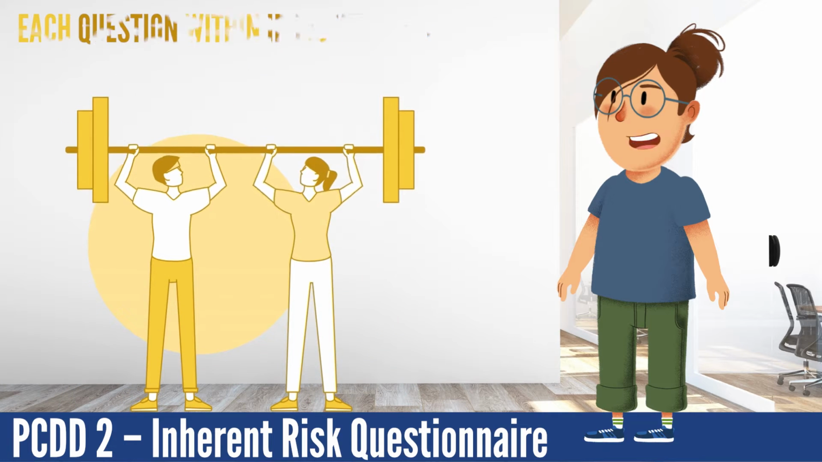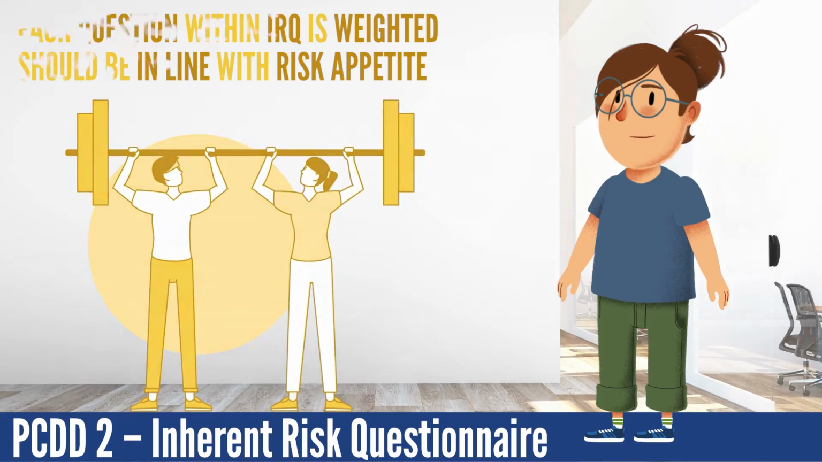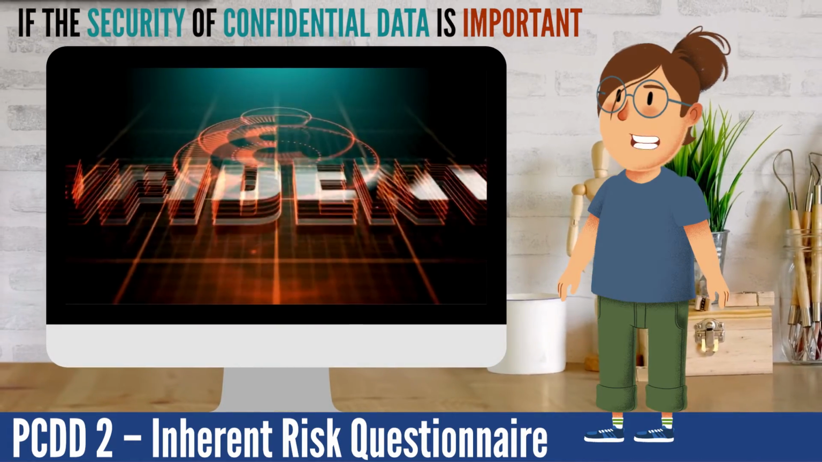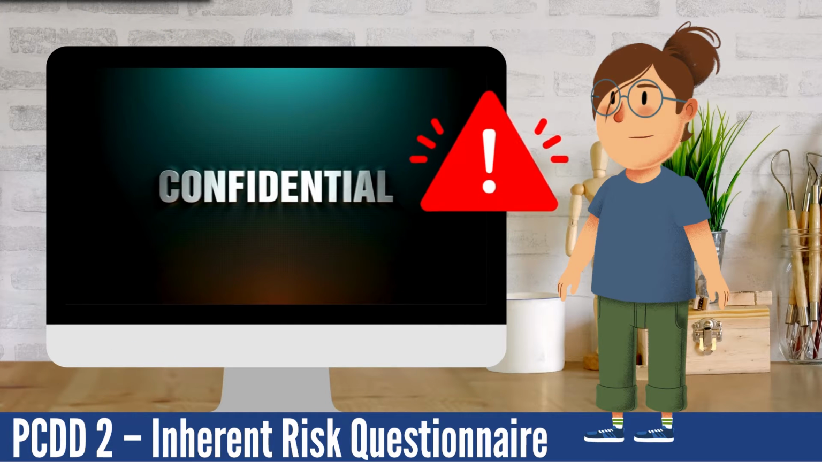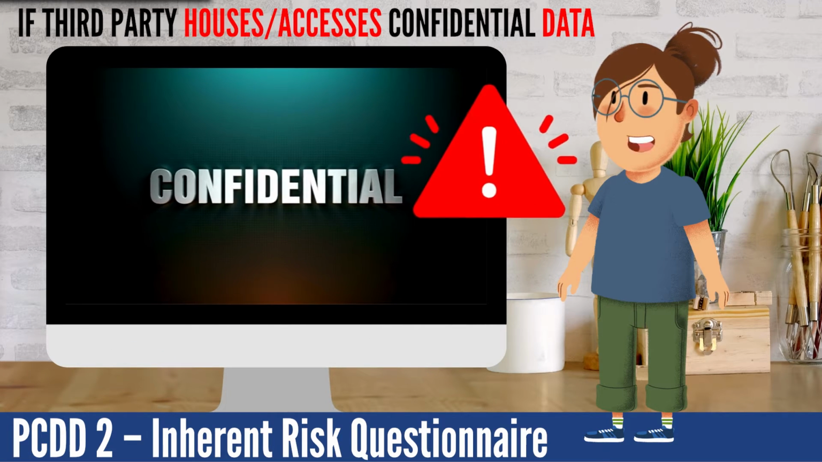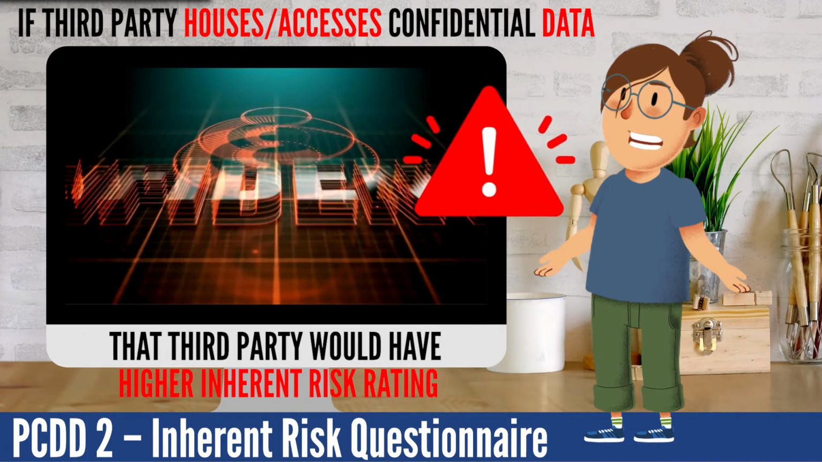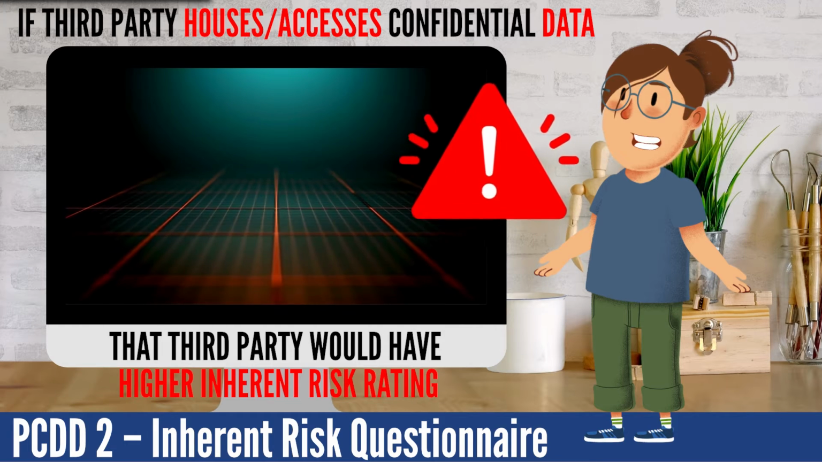Each question within the IRQ is weighted and should be in line with your organization's risk appetite. For example, if the security of confidential data is important to your organization, then the questions around data should carry higher weight. Therefore, if a third party is deemed to potentially house and/or access confidential data, then that third party would have a higher inherent risk rating than that of a third party that will not require access to confidential data.